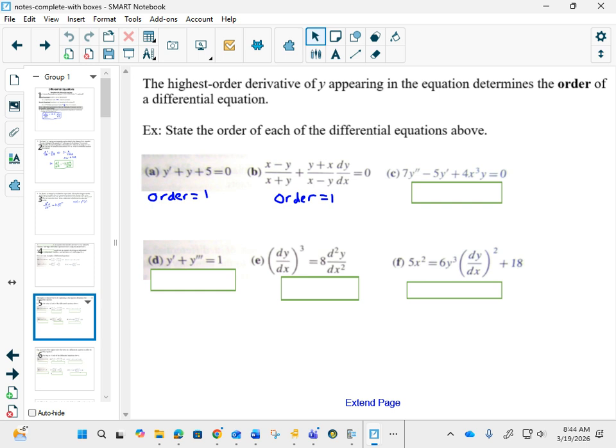But in part C, where we have y double prime, that would make it a second order differential equation. So you're just looking for the highest order derivative that appears. This one has a third derivative. Notation-wise, careful in part E. The dy dx, which is a first order derivative, is cubed. This d2y over dx squared, that's a second order derivative. So this one would have an order of 2.